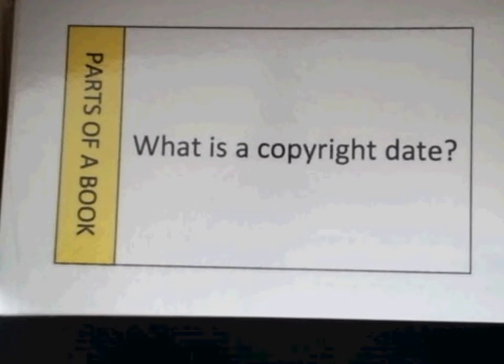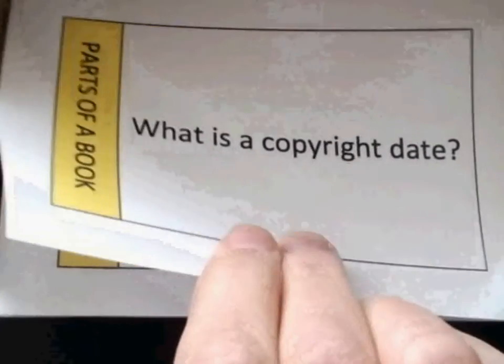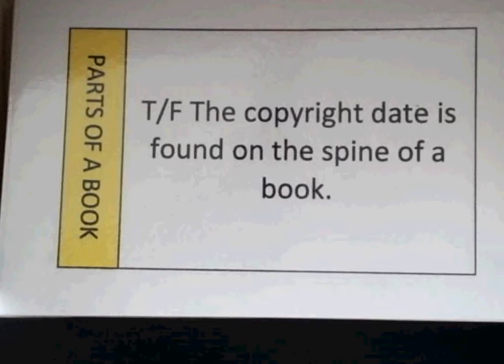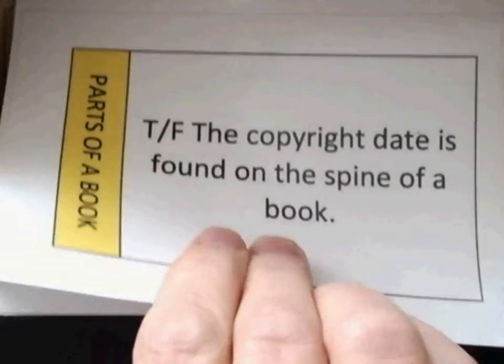What is the copyright date? The copyright date is when that copyright took effect, when that was filed. The copyright date is the date the copyright was filed legally. True or false, the copyright date is found on the spine of a book. False, it is not. It is found on the inside behind that title page, not on the spine.